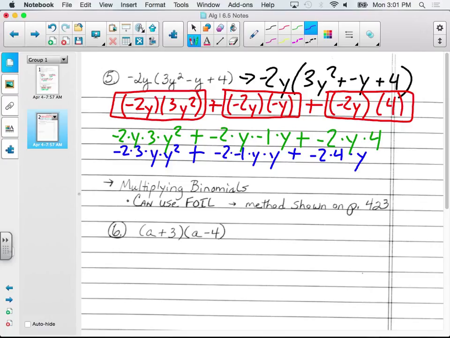So after that, all it really becomes is monomials being multiplied together. So you guys know how to do that. Drop all your parentheses, put in multiplication symbols, then you rearrange it. So right there, I have negative 2 times 3, what's that? Negative 6. Y times y squared is? Y cubed, or y to the third, plus negative 2 times negative 1 is? 2. Y times y is? Y squared, and then plus negative 2 times 4 is? Y.